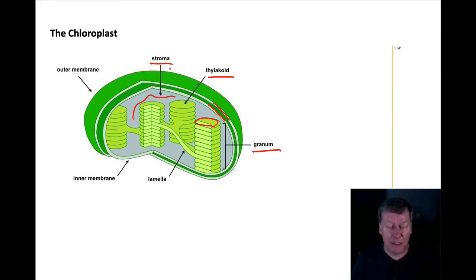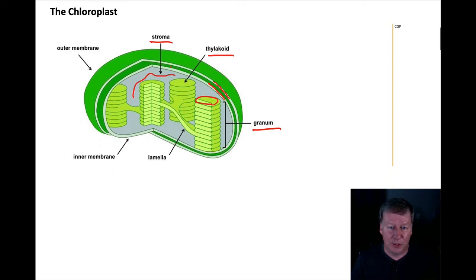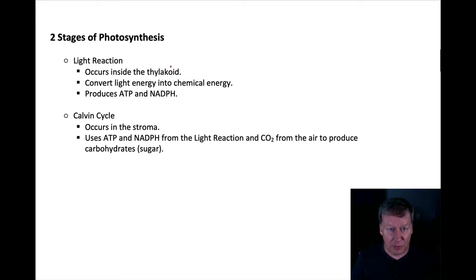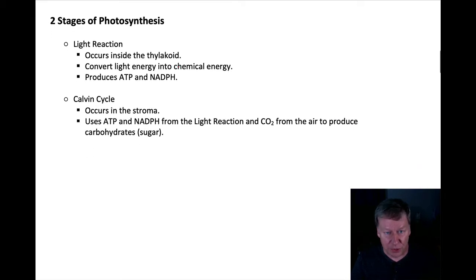So while the chloroplast is the location of photosynthesis, what exactly is photosynthesis? Well, photosynthesis can be divided into two different stages. We have the light reaction and the Calvin cycle. The light reaction occurs inside the thylakoid. That's why we need to know those discs inside the chloroplast are called the thylakoids. The light reaction, the first stage of photosynthesis, occurs inside them.